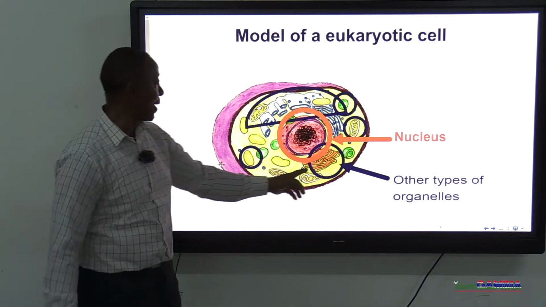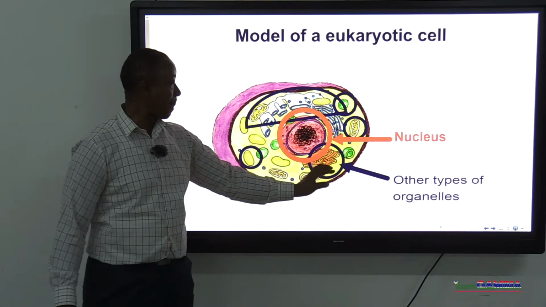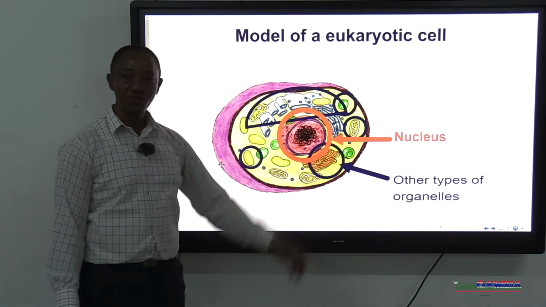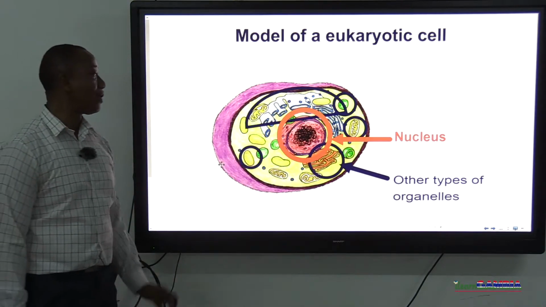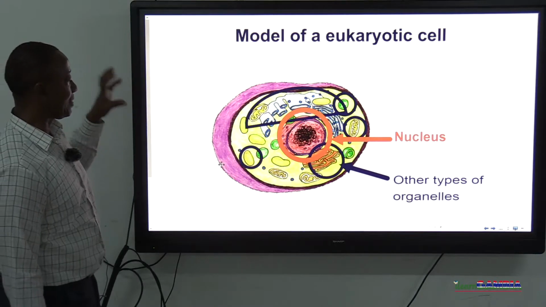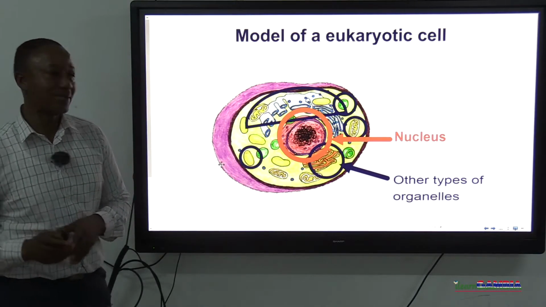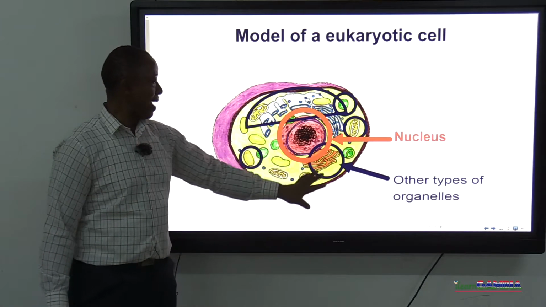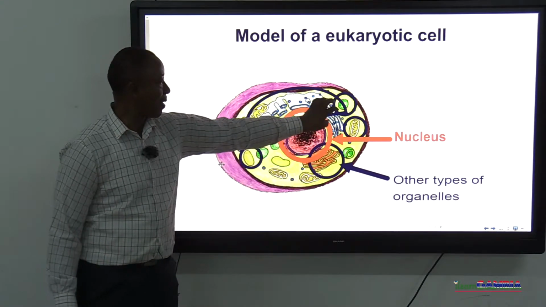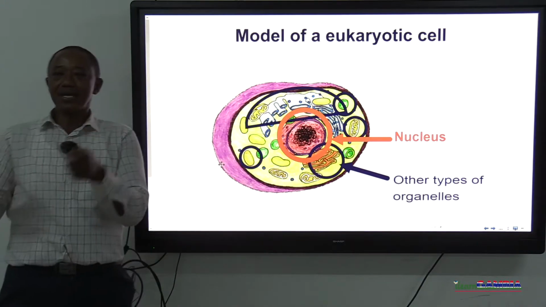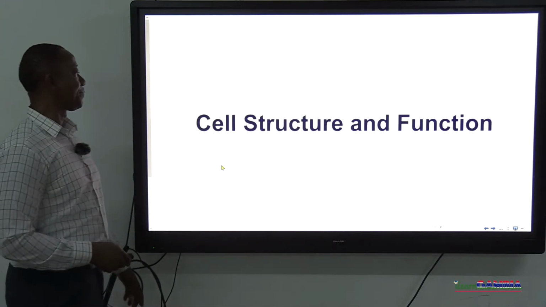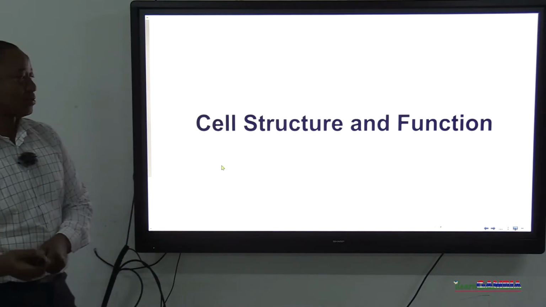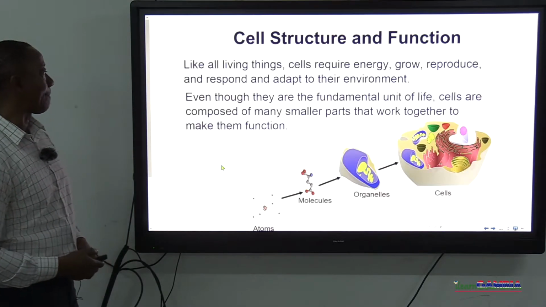They also have organelles, okay? You can see different organelles in this cell. We're going to look at more of that later on. But what is peculiar about eukaryotic cells is that the nuclear material is surrounded by a membrane, and they have other organelles that are also inside their own membranes. So let us look at the cell structure and talk about the functions of the parts of the cell.